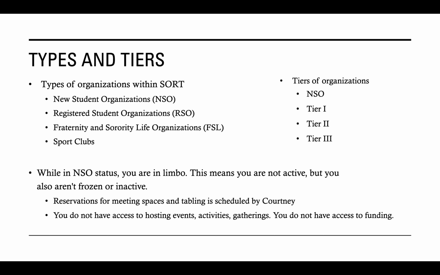Whenever you're a new student organization, your type is NSO, with your tier being NSO. But later on, you will move into either a registered student organization or a sport club, and then your tier will be Tier 2. Okay, so now you're an NSO, your future goal will be to be an RSO or maybe even a sport club if you're working with the sport clubs. And then, of course, you'll be a Tier 2 organization.